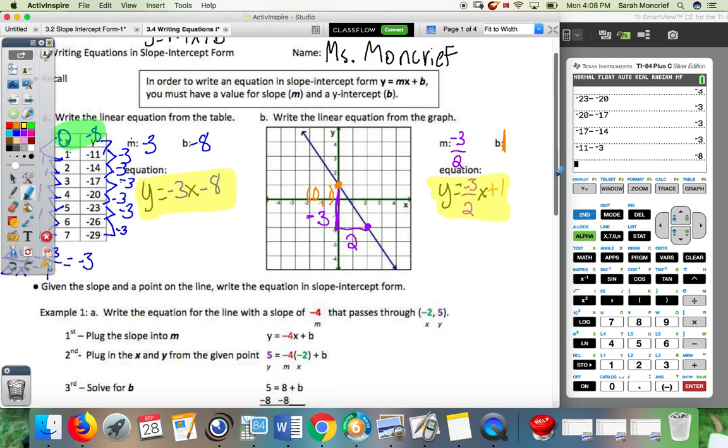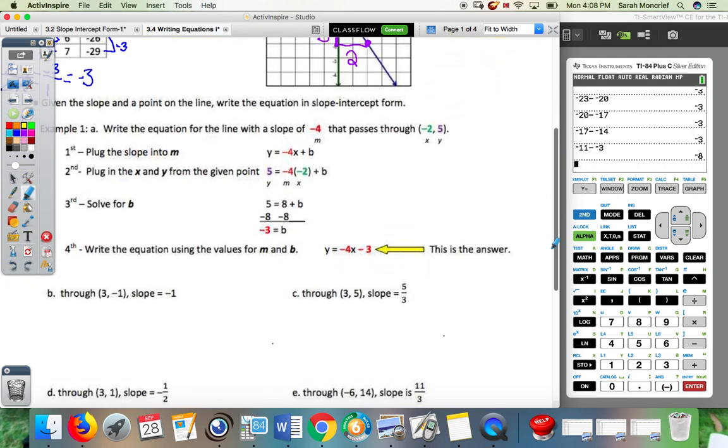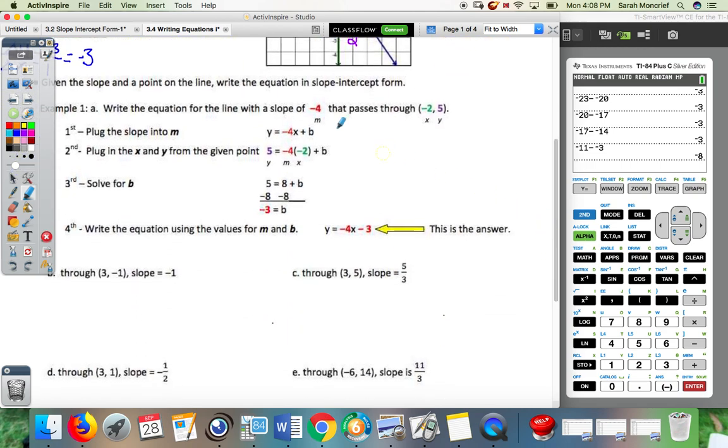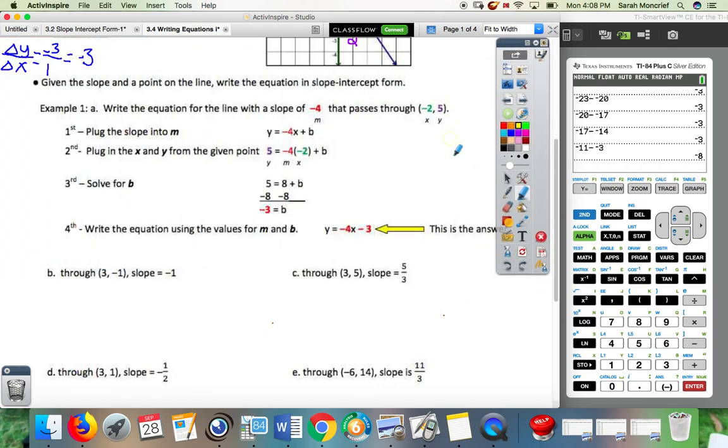All right, let's go ahead and move on to what we were looking at in this lesson, in lesson 3.4. So in lesson 3.4, we are still talking about writing everything in slope-intercept form. But this time we are given the slope and a point on the line. The directions are: given the slope and a point on the line, write an equation in slope-intercept form. So let's look at example 1a.